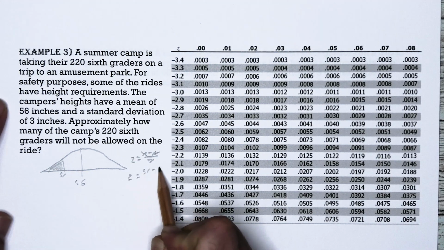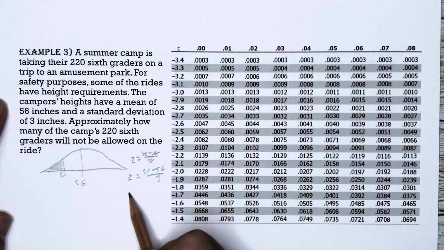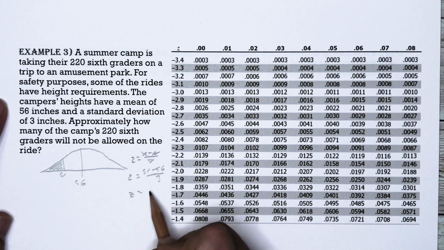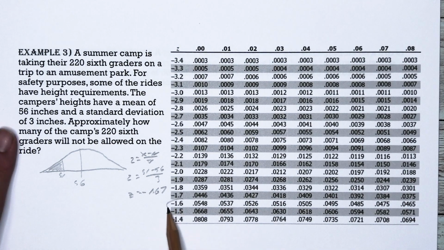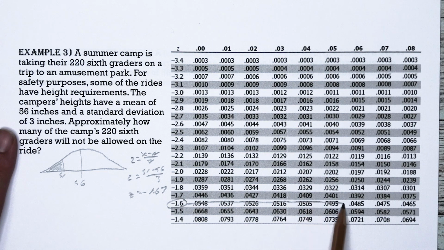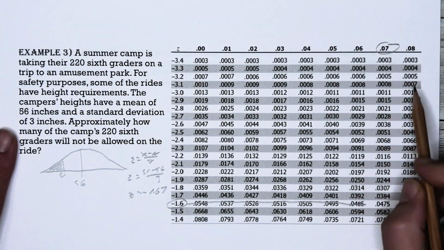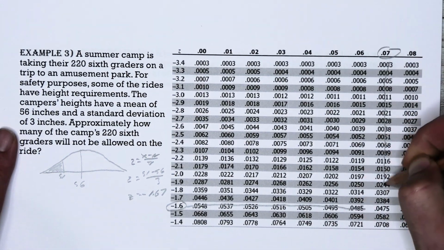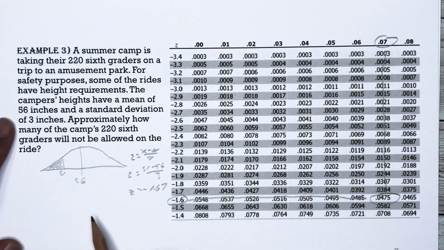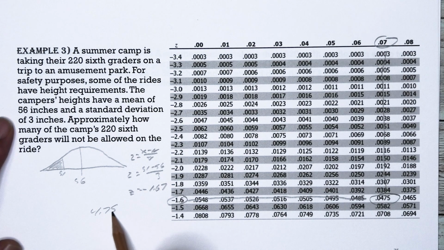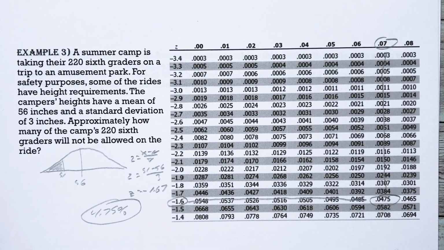Next, let's convert it to z-score. So 51 minus 56 divided by 3. This means we get a z-score of negative 1.67. We can see negative 1.6 on the left side, and when we track that all the way over until we find that 0.7 and track that all the way down, there we get 0.475, which as a percent is 4.75%.